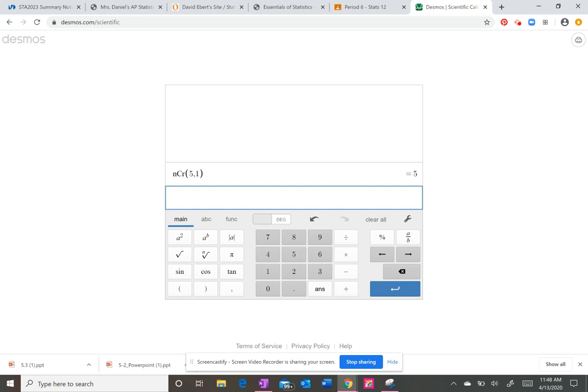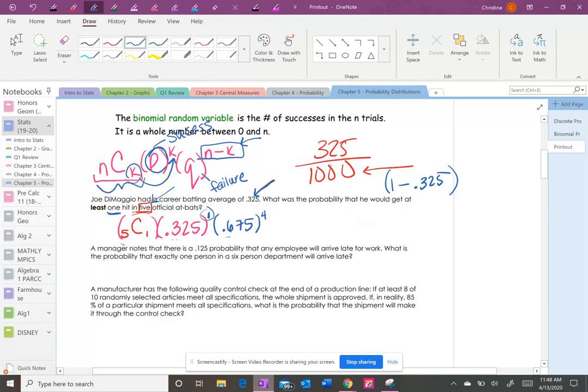Okay, so there's 5 ways that this could happen. What that means is, if he gets five times up at bat, you want the one hit to happen in any order. So, like, he gets a hit and then strikeout, strikeout, strikeout, strikeout. Or strikeout, gets a hit, strikeout, strikeout, strikeout. So all it's saying is there's 5 different ways for him to get one hit at bat. Okay, and then all you're doing is putting this in the calculator.